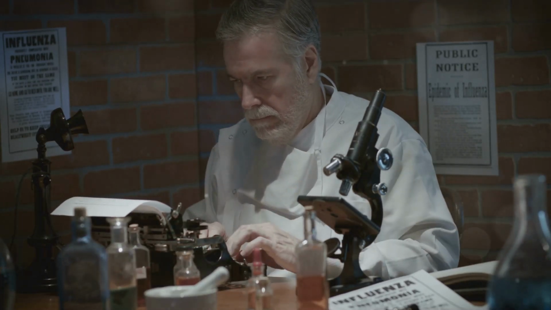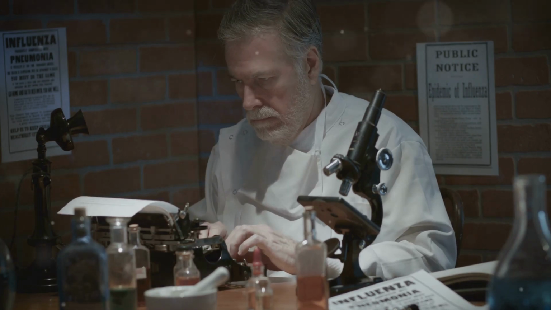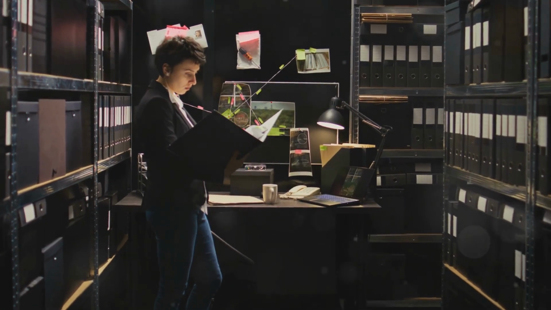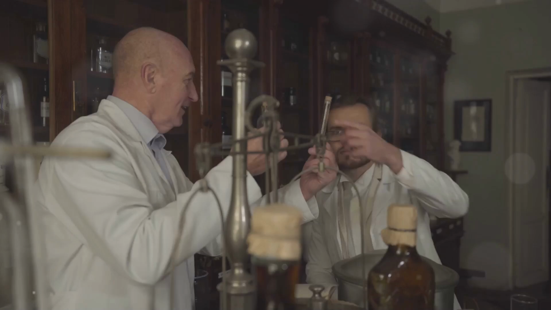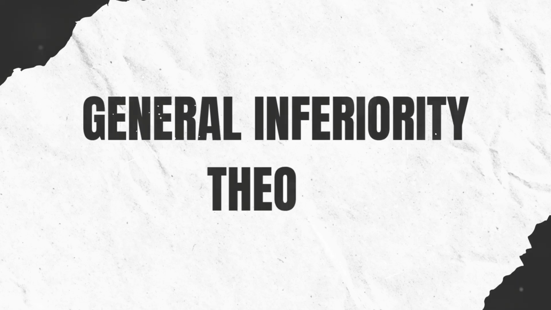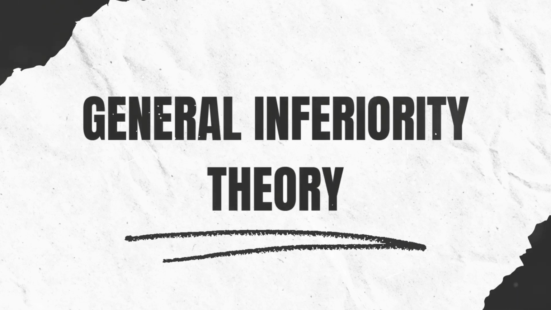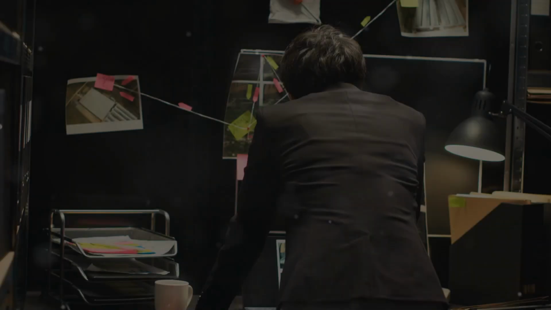Is criminality something we inherit through our genes? Some early criminologists thought so, believing that crime stemmed from an inherent inferiority in some people. Today, we'll dive into one of the most controversial theories in the history of criminology, Earnest Hooton's General Inferiority Theory.